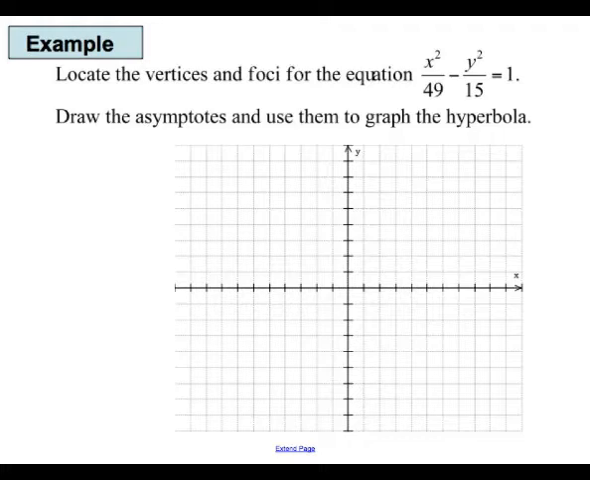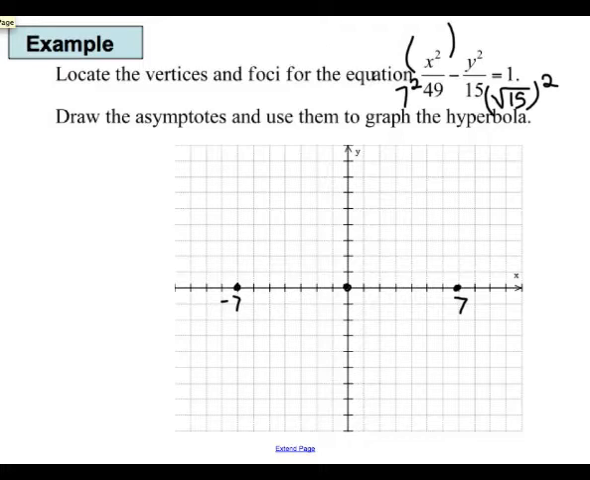So here's what we'll have to do in order to graph. We first notice that the x appears first, and we see 49 can be written as 7 squared. 15 is not a perfect square, so we're going to think of it as the square root of 15 squared. Or the b value is going to be a little bit smaller than 4. So what this means is we also have a center at the origin. So what we have here is it's going to go 7 units to the left and to the right of the center. So here we are 7 units to the right, and we're going to go 7 units to the left.